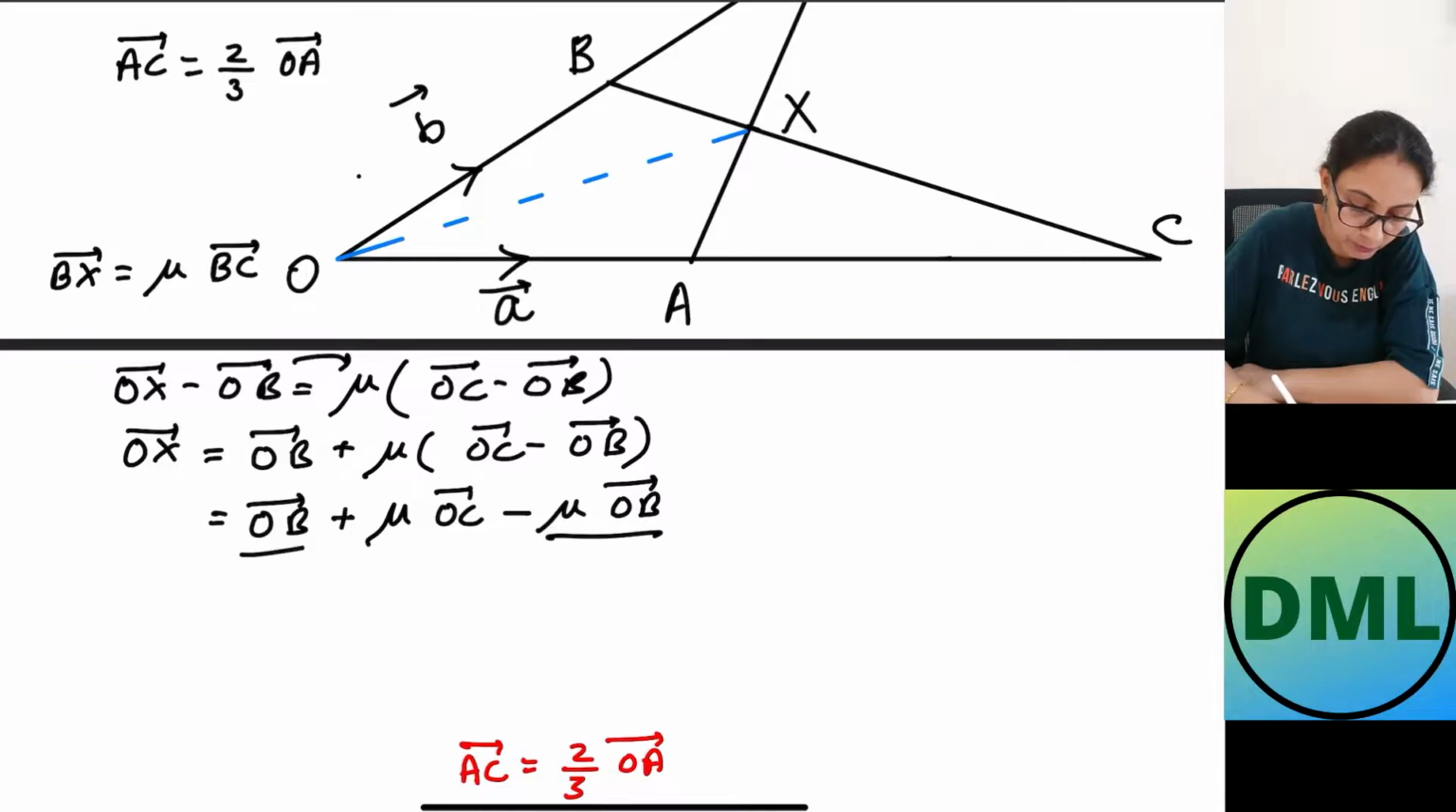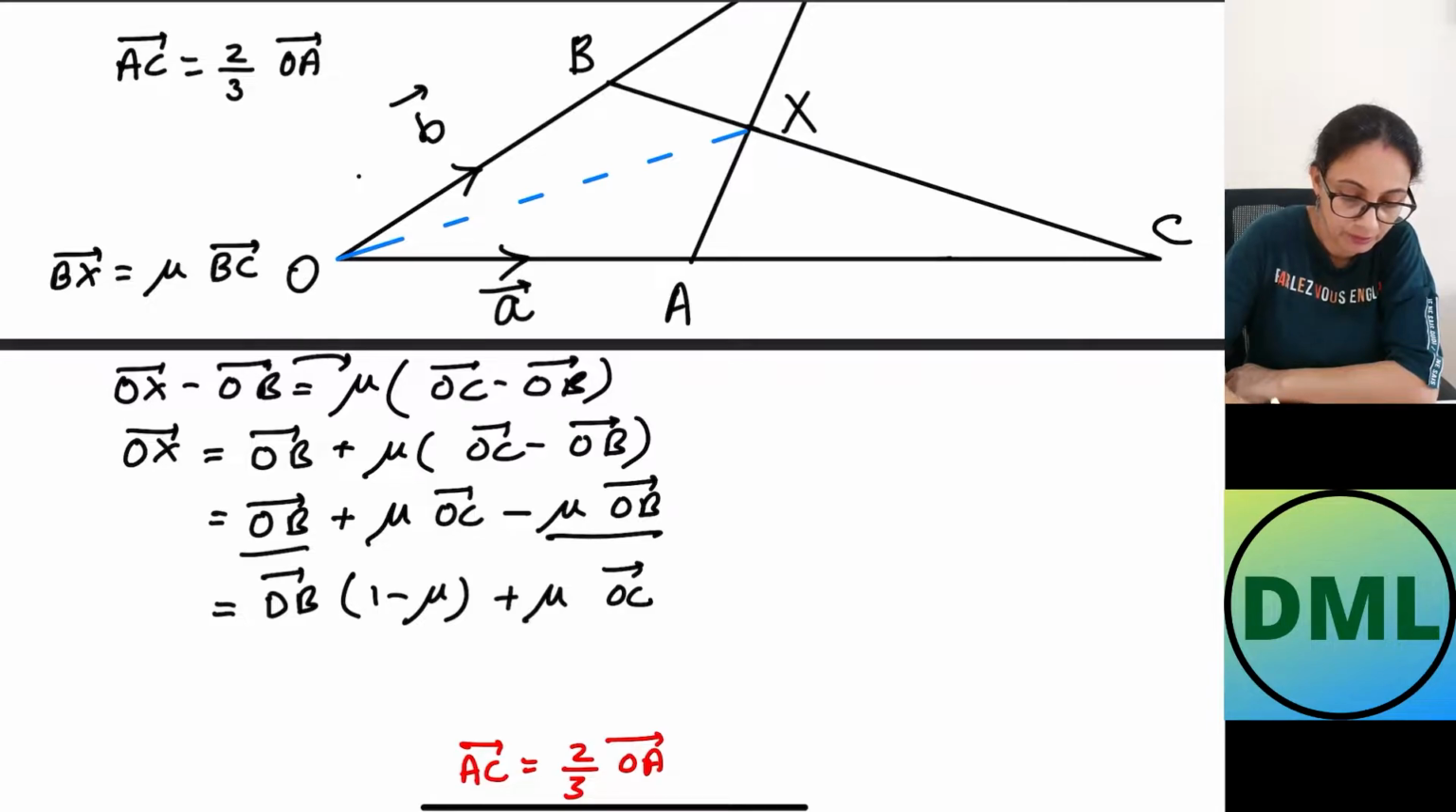Now OB I will combine it. It will be OB vector bracket 1 minus mu plus mu times of OC vector. But here I don't know the value for the OC vector. But I have given this condition AC is equal to 2 by 3 of OA. I'll use this condition to find out the vector OC.